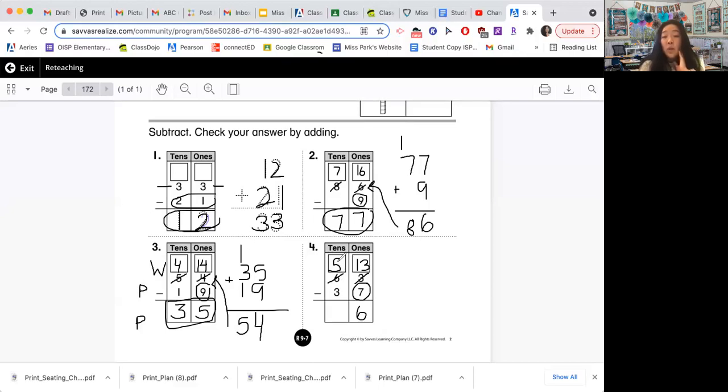5, now the next one. More on top, no need to stop. 5 minus 3 equals 2. Very good. How do we check our work? We're going to add. What 2 numbers are we going to add? We need to add the 2 parts.